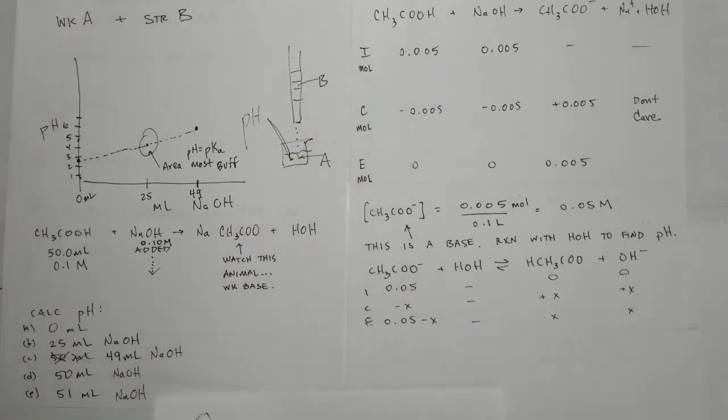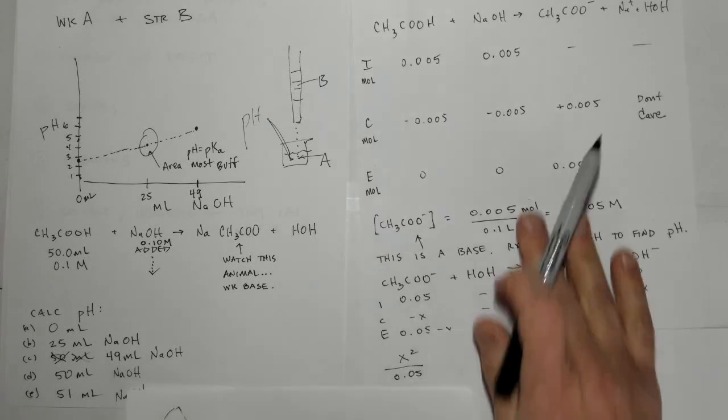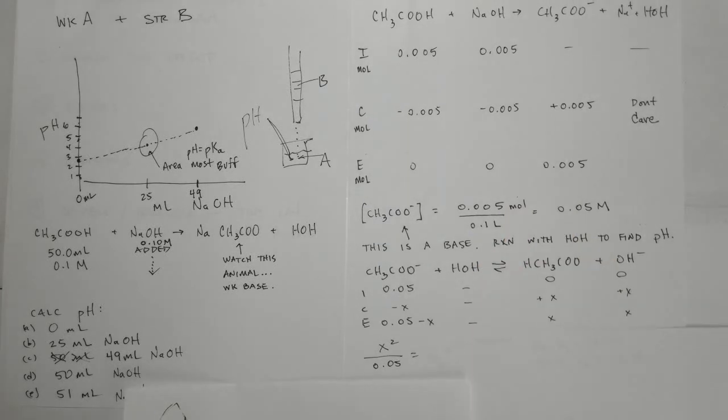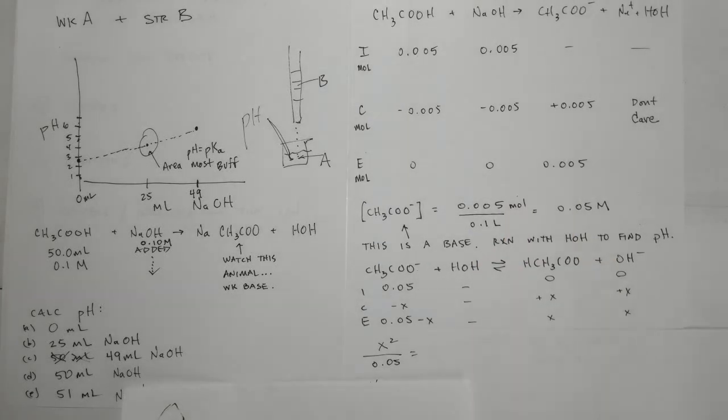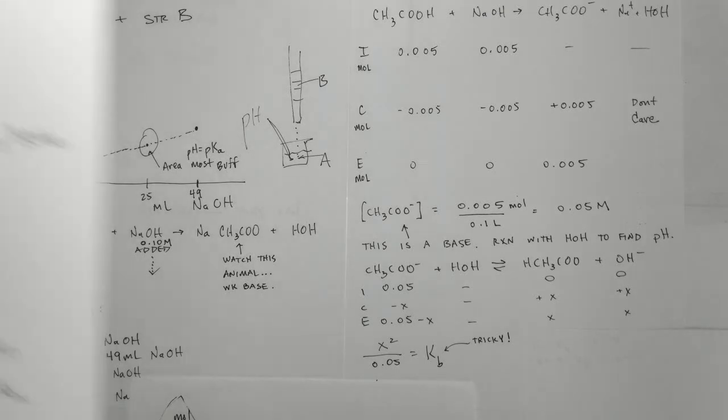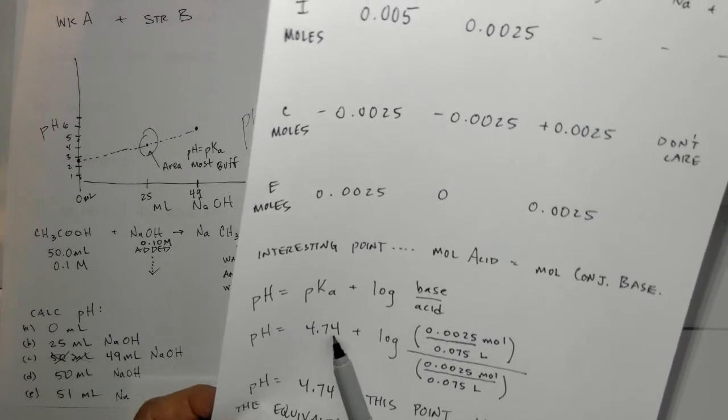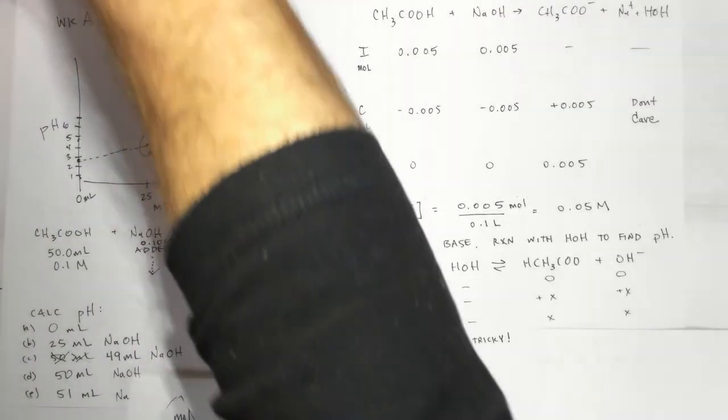And now I take both the x's, and it will be x squared divided by 0.05 minus x. Ignore this x and say that it's small. Set that equal to the, careful now, this is a base, the Kb of CH3COO-. Careful, this is tricky. Now, I don't know what the Kb is. I know what the Ka is of the conjugate acid from several problems in a row. Remember the pKa was 4.74 right here. But what I need now is the Kb that's related to that.